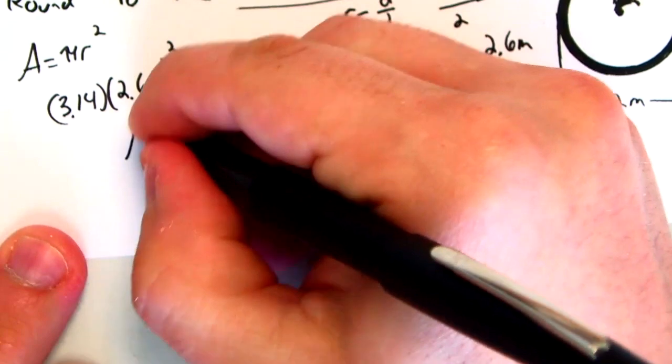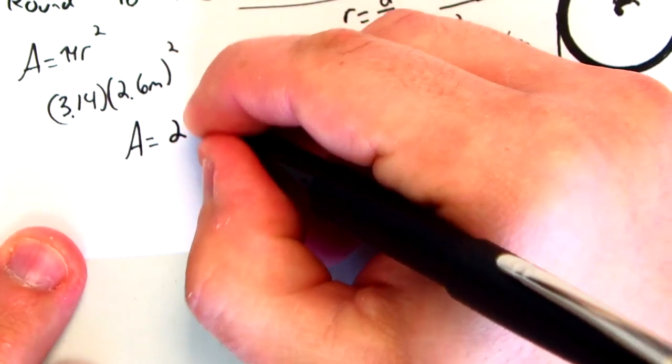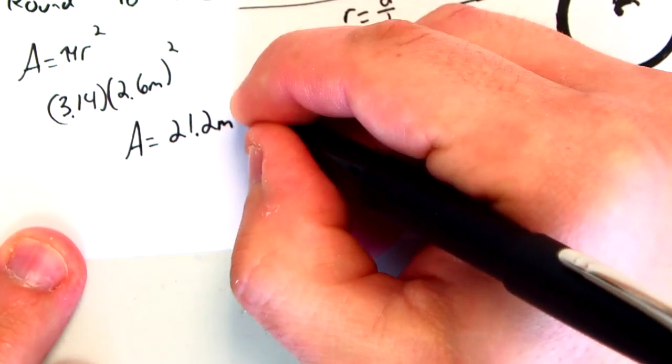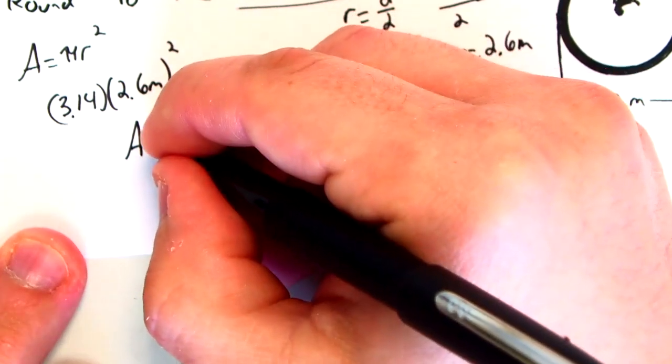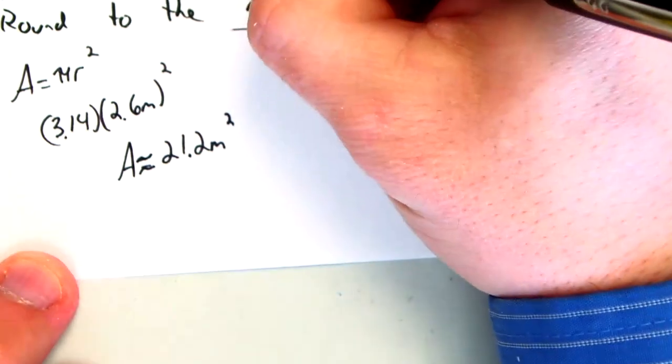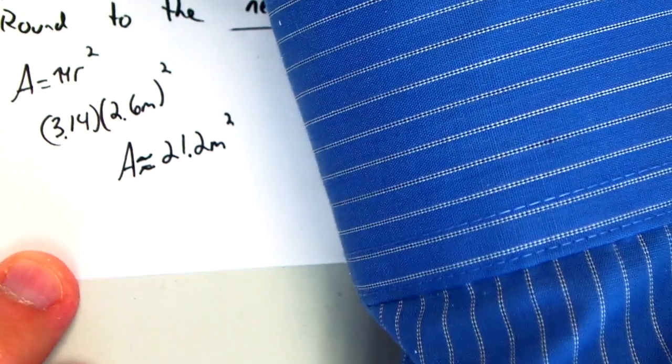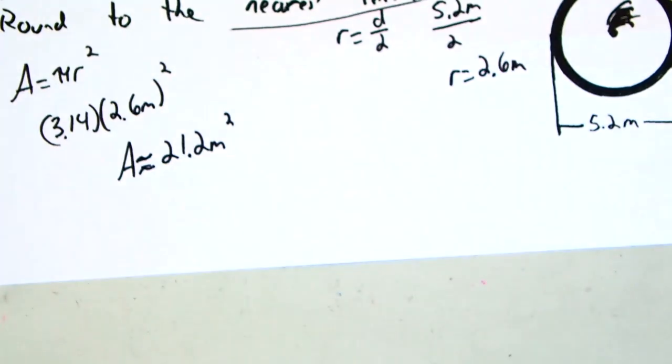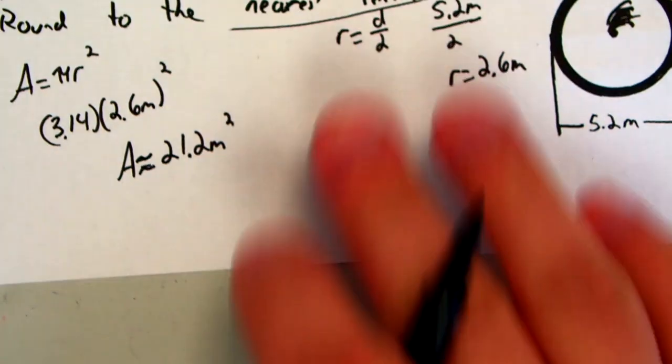21.2264. We want to round to the nearest tenth though. So this is going to be 21.2 square meters. And these are approximations. Because again, we are rounding and using approximations for pi.